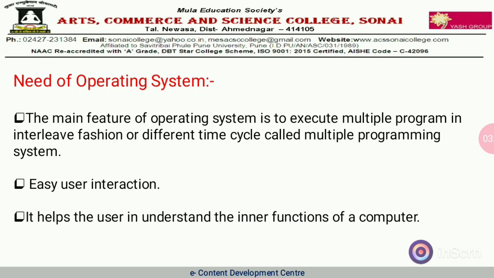Second, easy user interaction. Because of operating system, user can easily interact with computers and easily use the computer system. That's why operating system is needed. Third, it helps the user in understanding the inner functions of computer. Because of operating system, user can also understand the inner functioning of computer.